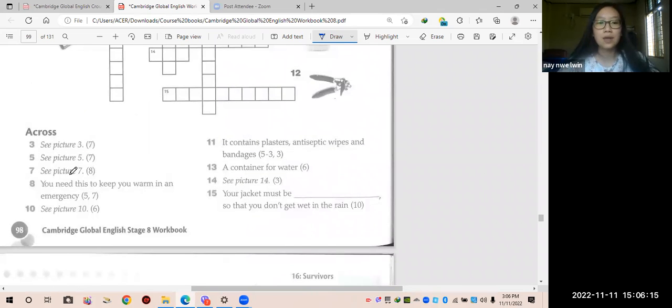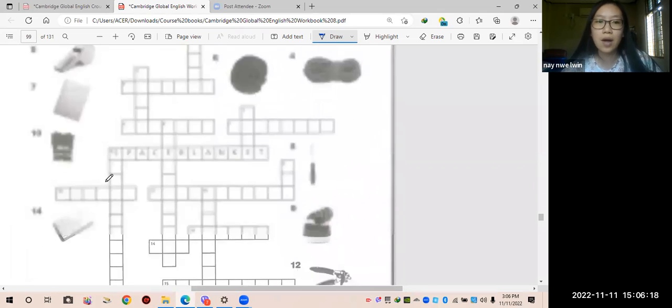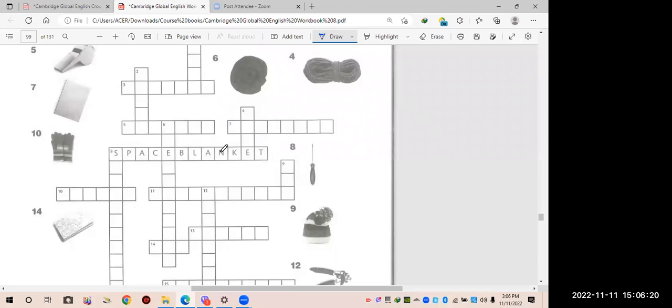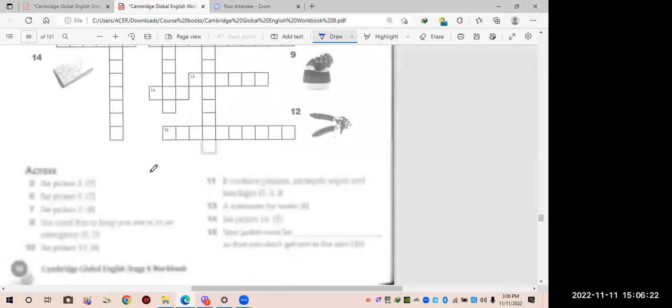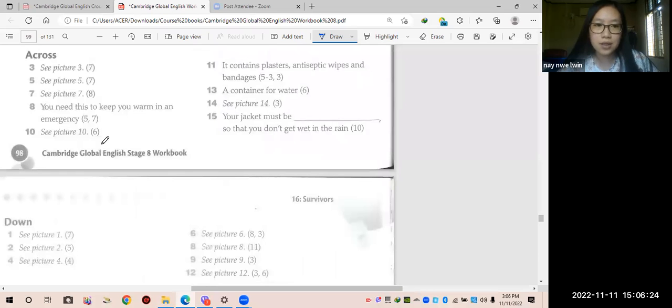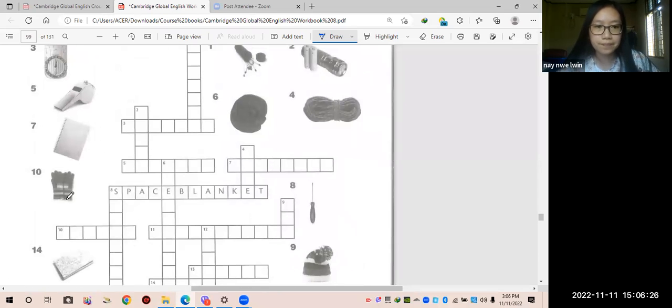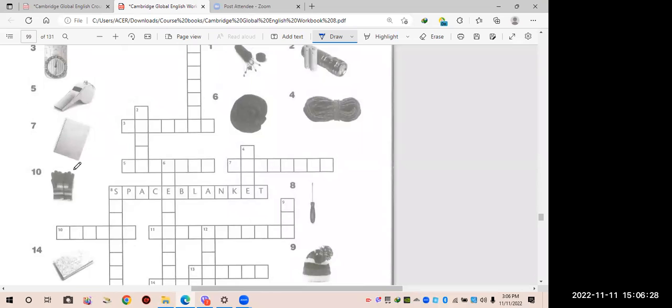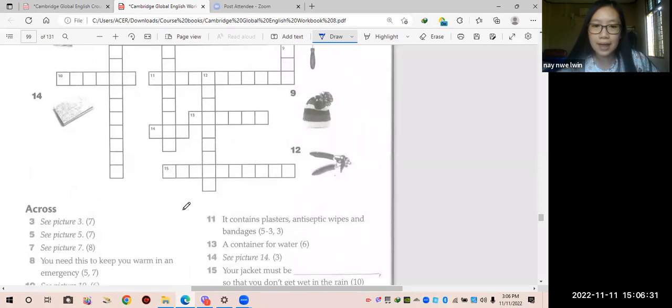You need this to keep you warm in an emergency. So I think it has been given, right? Yes. Space blanket, right? And how about number 10? See picture 10. Picture 10, what is that? Gloves. Gloves, yes, correct. And how about 11? It contains plaster, antiseptic wipes, and bandage. So what is that? How do we call this one?